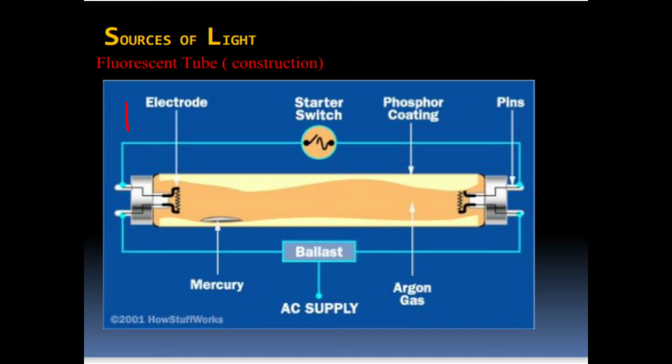See the electrode, then starter switch, then phosphorus coating. Then these are the pins. Then the ballast. Then AC supply, we give the AC supply to this. Then argon gas is present in this. Mercury is also present in the fluorescent tube. So this is the construction of fluorescent tube. This is very important.